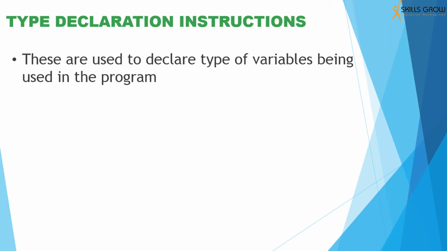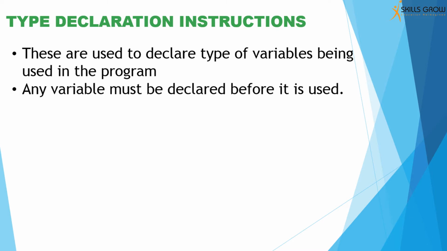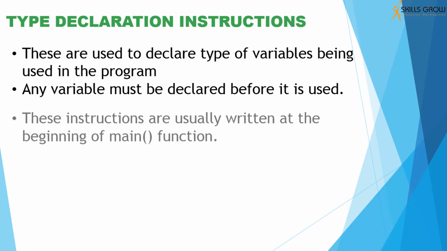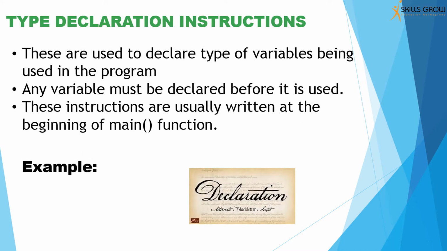Type declaration instructions. These instructions are used to declare type of variables being used in the program. Any variable must be declared before it is used. These instructions are usually written at the beginning of main function. Example: int a, float si, etc.